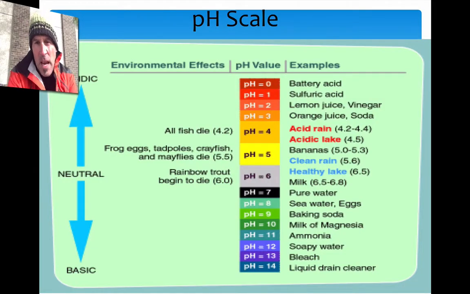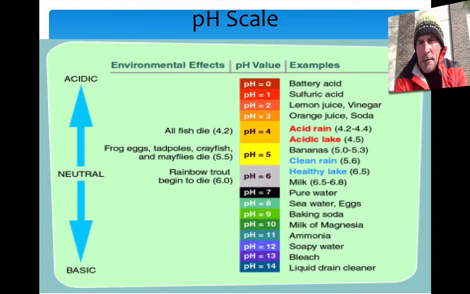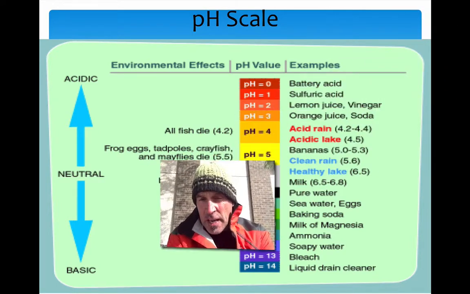All right, so here is a pH scale, kind of runs you through from massively acidic, is going to run you battery acid, sulfuric acid, then goes lemon juice, vinegar, on down the line. Sort of the middle ground is going to be water. Milk is pretty close to it. As we head down into the more basic, we have bleach and liquid drain cleaner.